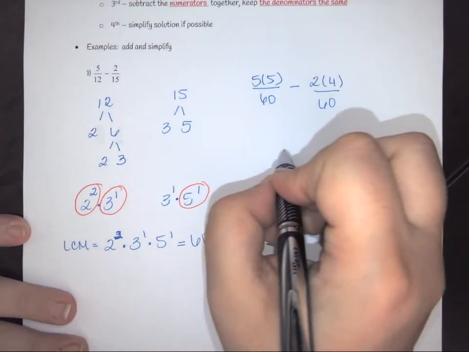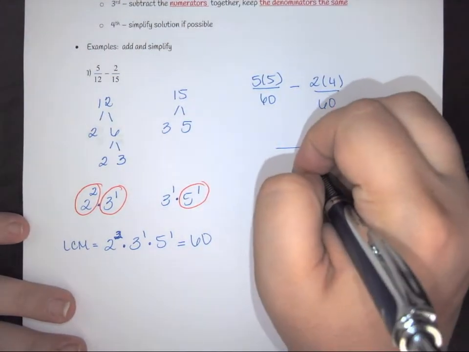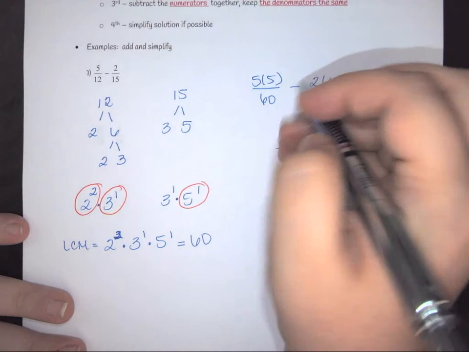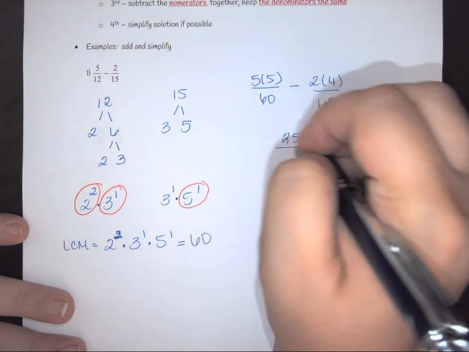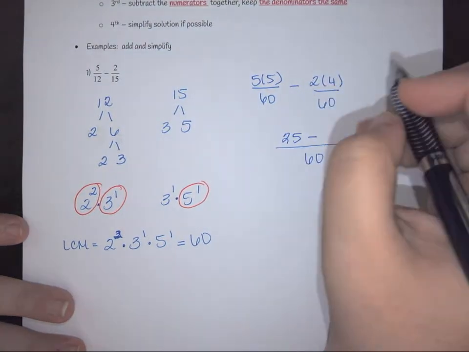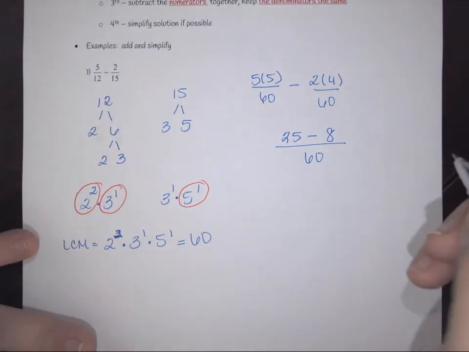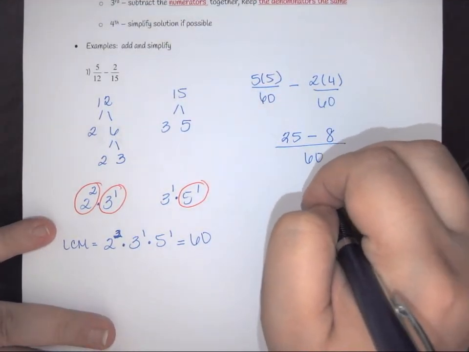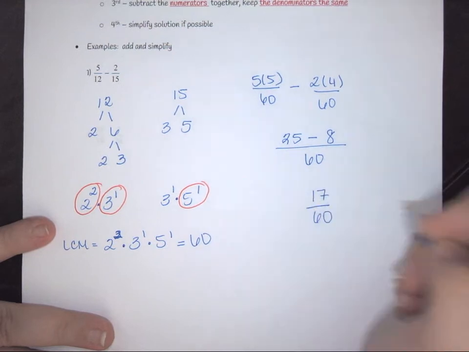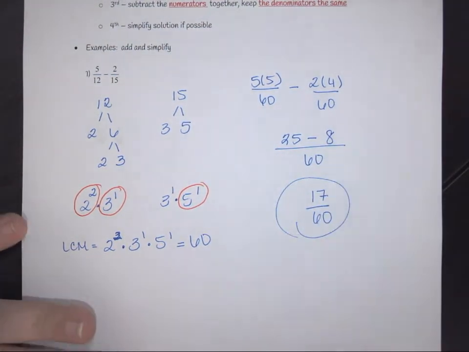Just like with the addition, we can write the whole thing over the single denominator 60. 5 times 5 is 25, and this time we're subtracting. 2 times 4 is 8. 25 minus 8 is going to give me 17 over 60, and this is reduced as far as I can.